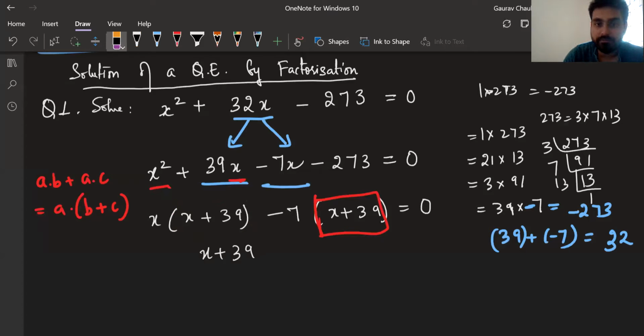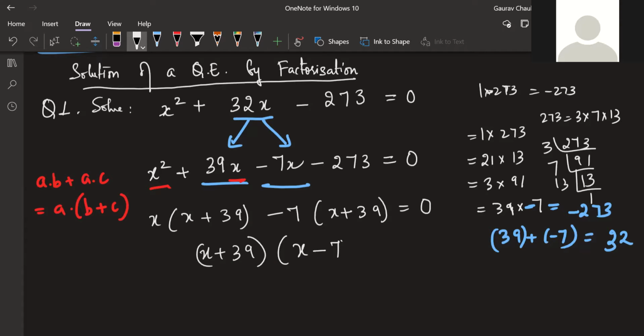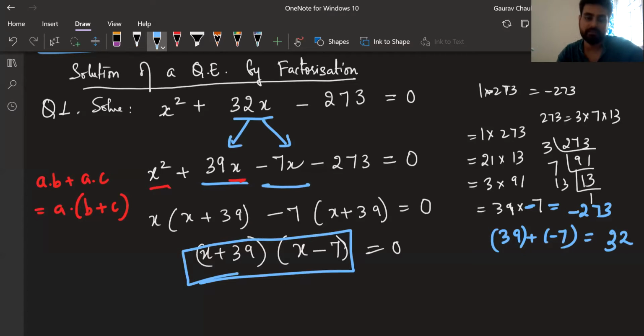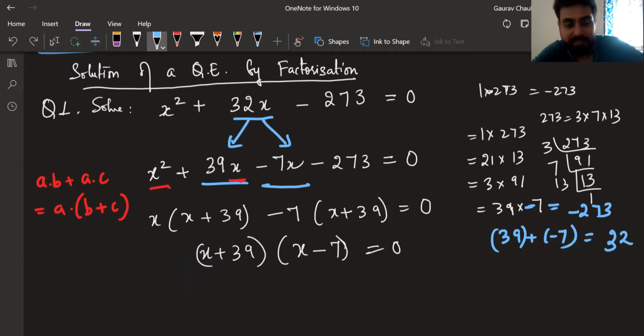Tell me what comes. So x plus 39 you have taken common outside. What is remaining in the bracket? X minus 7, sir. X minus 7 is equal to 0. Now, right now, I have reached a point where the polynomial is completely factorized.